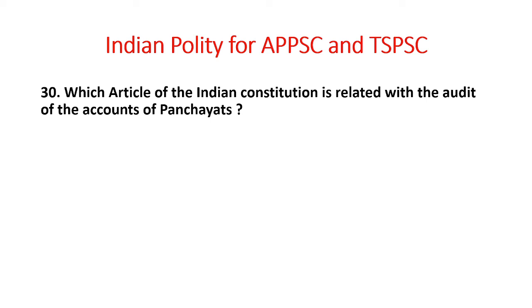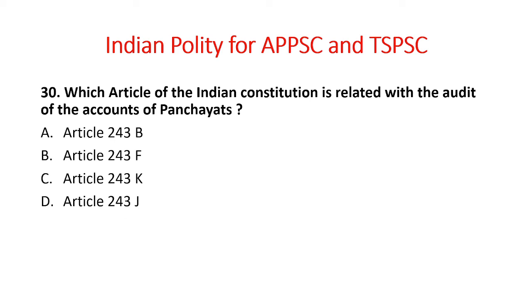Which article of the Indian Constitution is related with the audit of accounts of Panchayat? And the options are Article 243B, Article 243F, Article 243K, Article 243J. So, Article 243J of the Indian Constitution is related with the audit of the accounts of Panchayat.